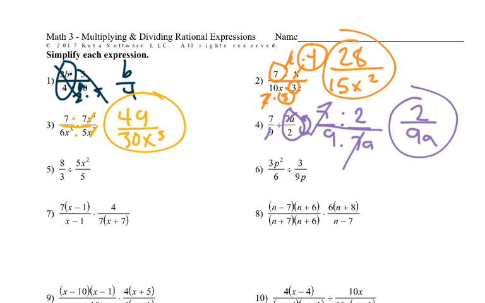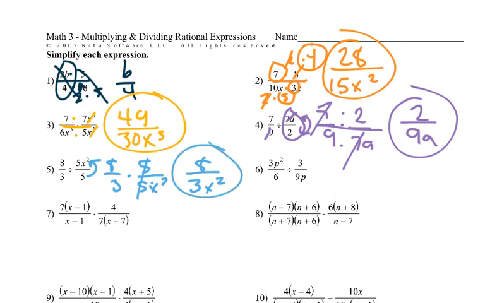Alright, number 5, same thing. So 8 over 3 times 5 over 5x squared, because we flipped it. 5's cancel, so I'm left with 8 over 3x squared. Can't simplify that further, so that's all I have. And that's basically what we're doing. So, like on number 6, you may want to try to take this 3 and eliminate it from that 9, but we can't because we have to flip it first.